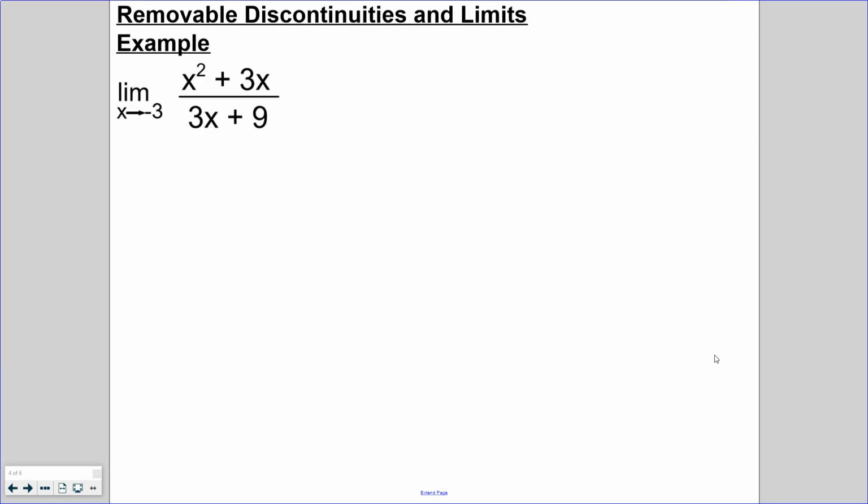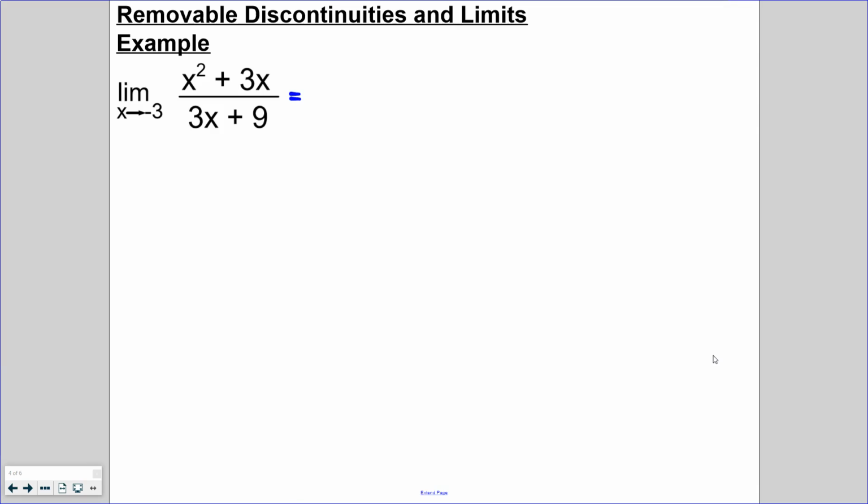So here we have the limit, as x approaches negative 3, of x squared plus 3x all over 3x plus 9. Well, I can go ahead and apply my properties of limits, and I can pull this apart into individual variables. But that takes a long time and is a long process, and I would hate to go through that entire process just to get an undefined term. So the only other method we have right now is direct substitution. So let's go ahead and apply direct substitution, and let's just see where that takes us.